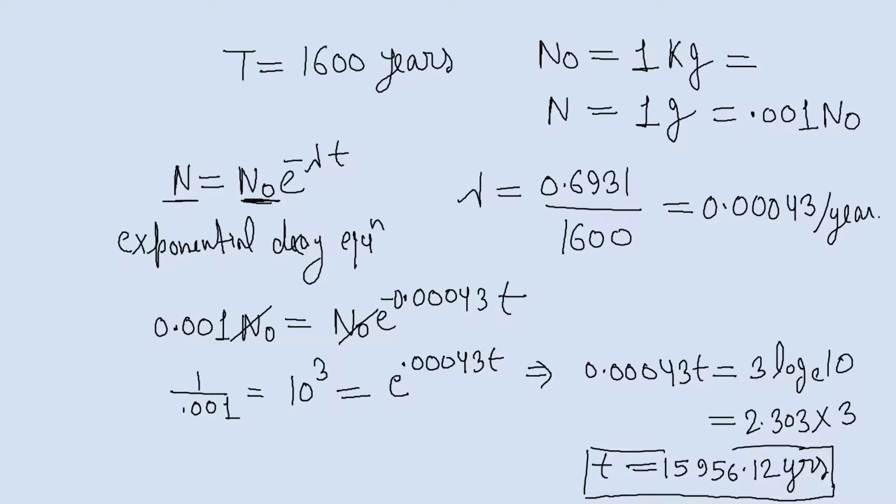I have done all the calculation and I have got the value of T. This many years will it take to reduce radium from 1 kilogram to 1 gram. So in this question, we need two concepts. First, how we calculate the value of the decay constant, and then we should know the exponential decay equation.